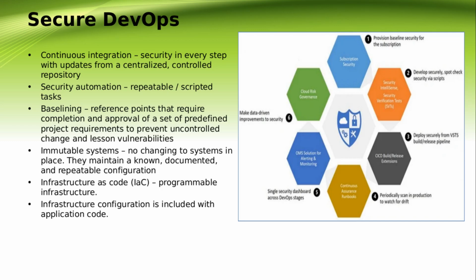Let's go through them one by one. First, continuous integration and security automation. The main DevOps concept is continuous integration, CI, a process in which the source code updates from all developers working on the same project are continuously monitored and merged from a central repository. The repository is updated when a new commit, or permanent change, is detected.